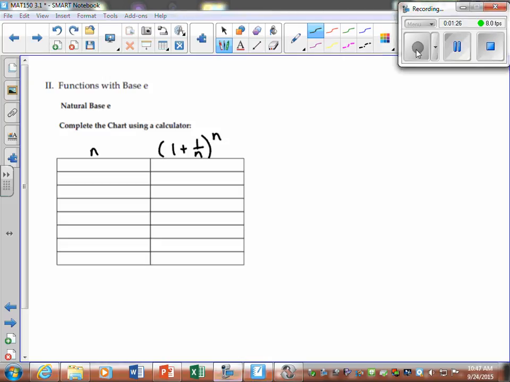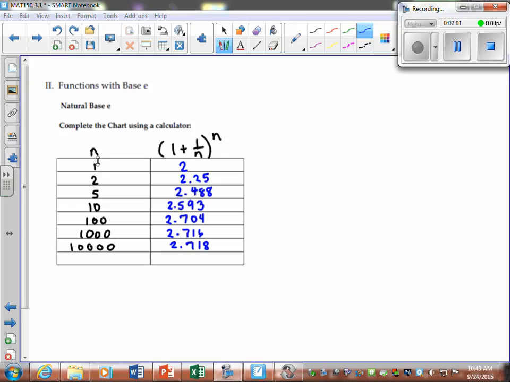Okay, given this table, I'm going to give you values of n. I want you to evaluate when n equals 1, when n equals 2, when n equals 5, and then we're going to jump to 10, 100, 1,000, and then 10,000. So I want you to have an idea of what's going on at these particular n values. Plug these into this function, and let's get the values for this part of the table.